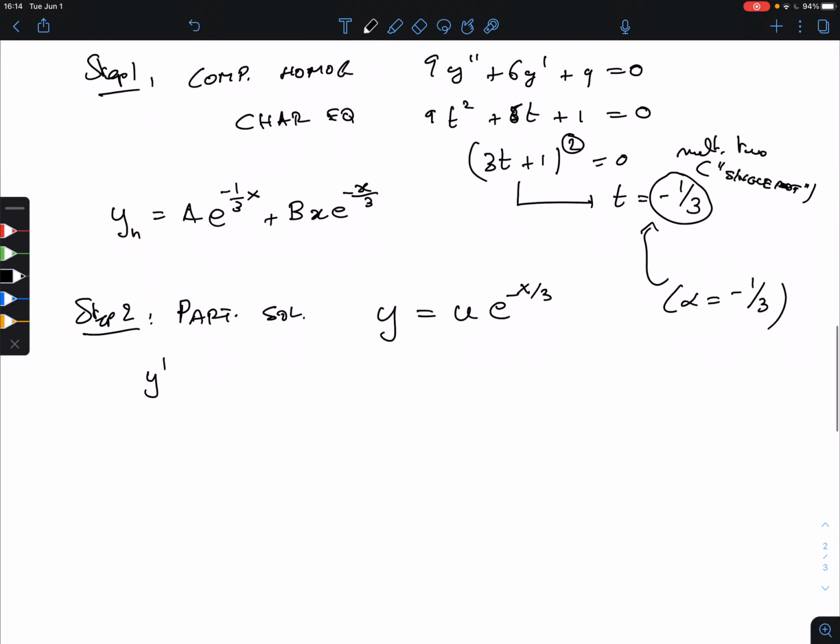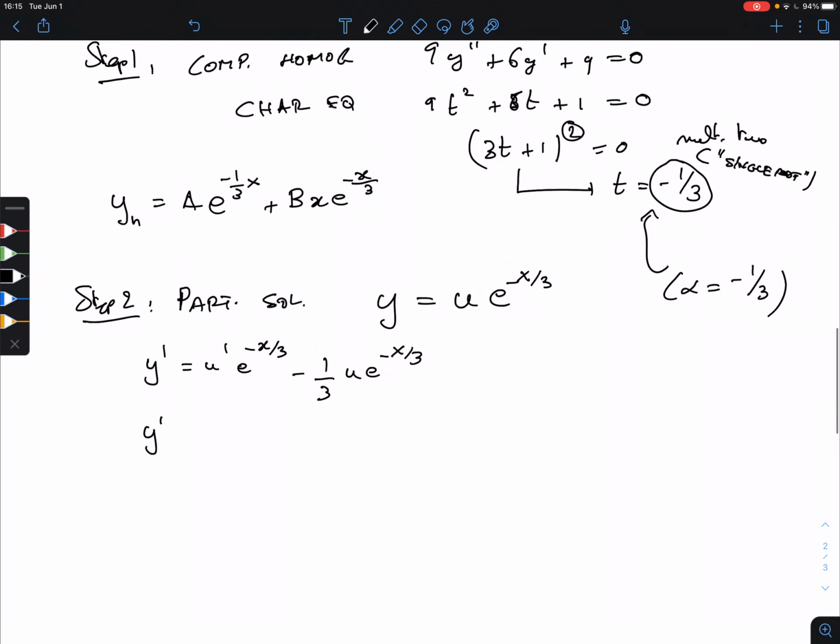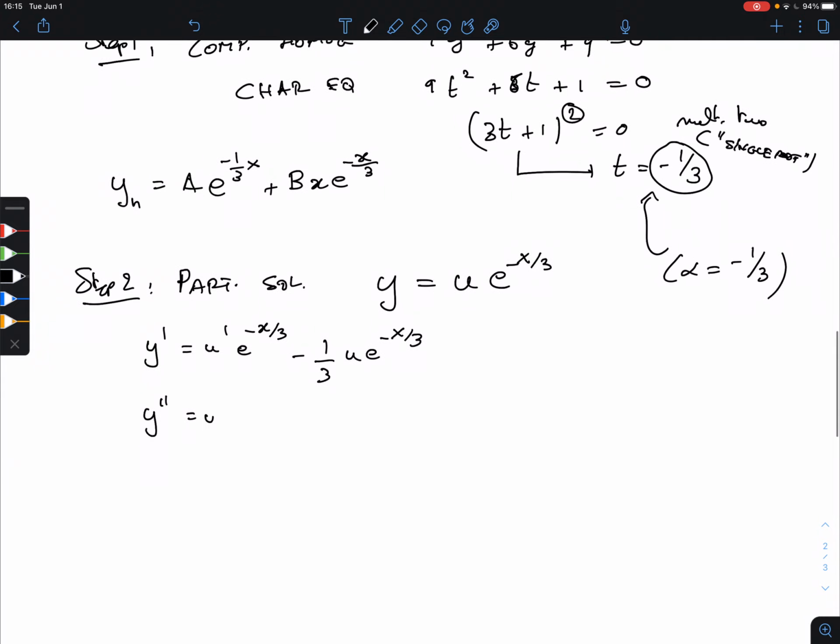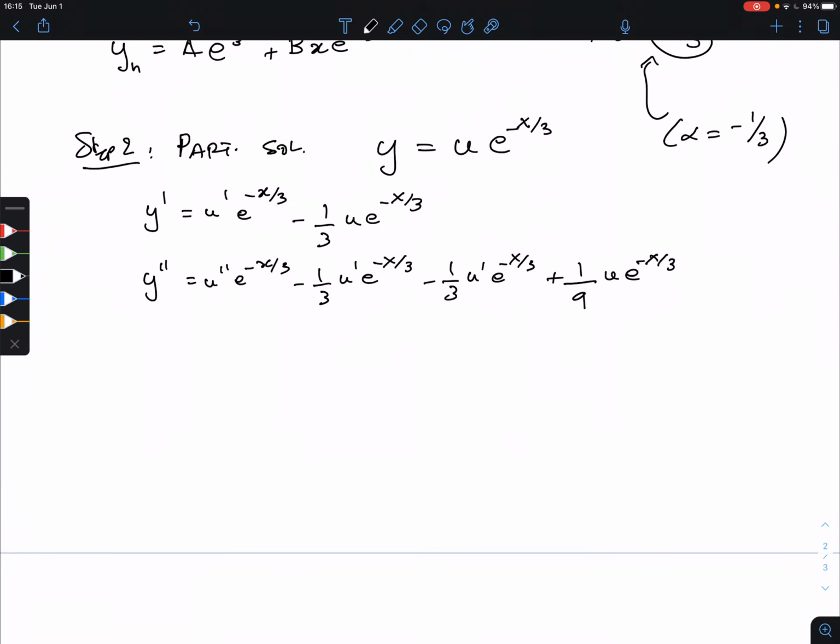So okay, we know that we have y prime, and that is u prime e to the minus x over 3 minus 1/3 u e to the minus x over 3. That's the derivative of the exponential, right? And then the second derivative is u double prime e to the minus x over 3 minus 1/3 u prime e to the minus x over 3 minus, now we take the derivative of the second term, the first factor, and then the second factor, that's another minus 1/3, so altogether plus 1/9 u e to the minus x over 3. Okie dokie. So we know that we can factor out this e to the minus x over 3.